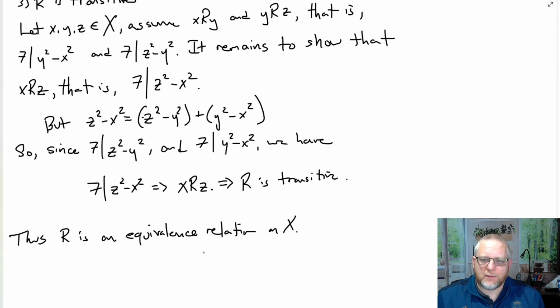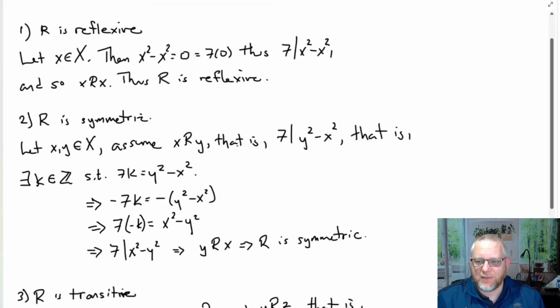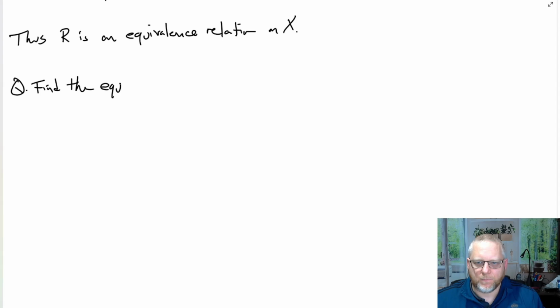on X. Back to the example. Great. All right. Second question. Let's go back up here. Find its equivalence classes. All right. So this is now a little trickier. What are the equivalence classes? What are the numbers that are equivalent to each other? So, question here. Find the equivalence classes.